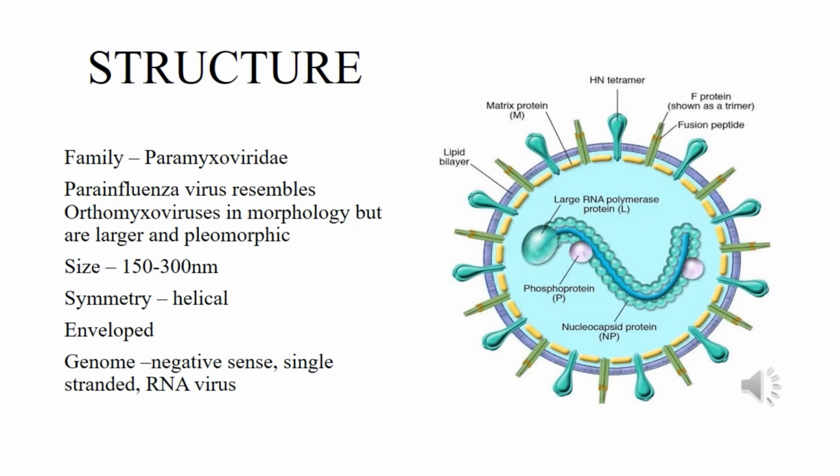Structure of human parainfluenza virus. It belongs to the family Paramyxoviridae. Parainfluenza virus resembles orthomyxoviruses in morphology but is larger and pleomorphic. The size ranges from 150 to 300 nanometers and the symmetry of parainfluenza virus is helical. It is an enveloped virus and the genome is negative-sense single-stranded RNA.